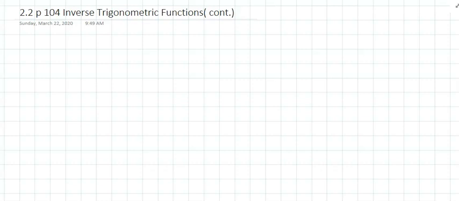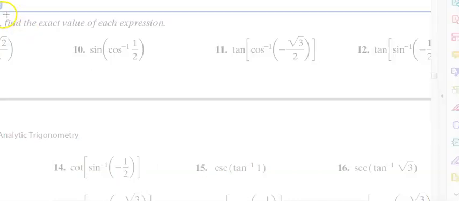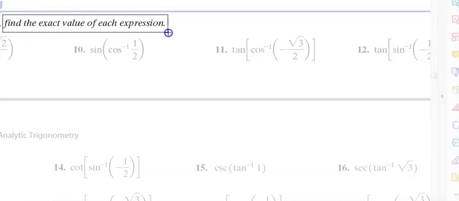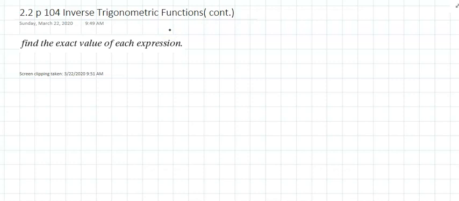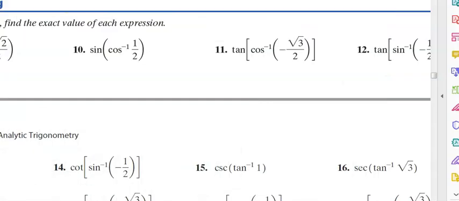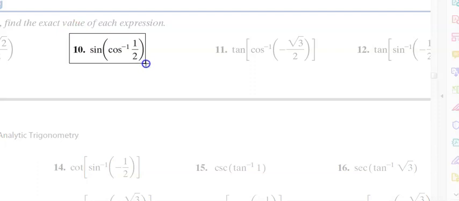Section 2.2 is on page 104, and this is continuing the inverse trig function from last class meeting. We covered section 2.1. So 2.2, we start off with a continuation of where we left off. Find the exact value of each expression. And this is pretty much very close to what we did, with a couple of minor changes.